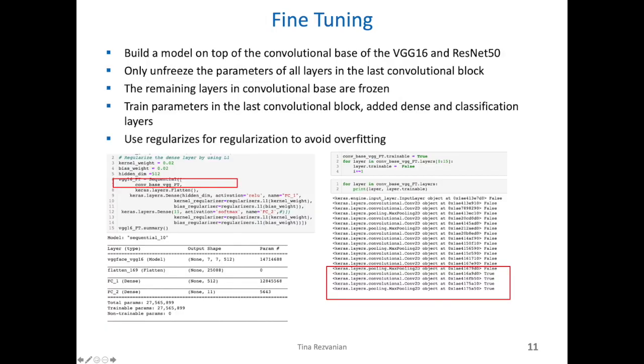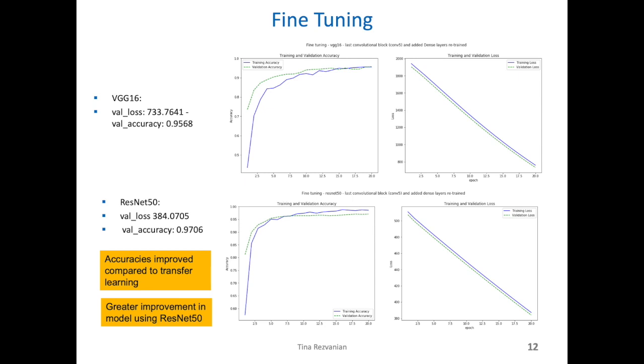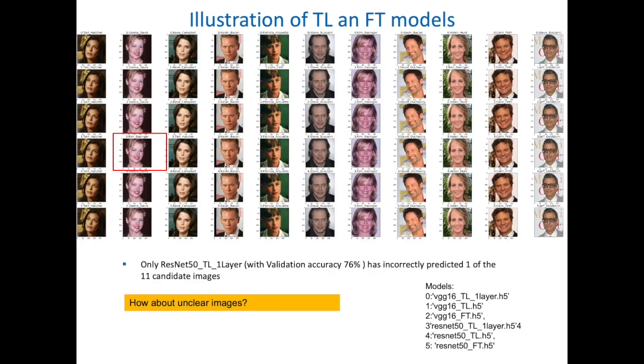In fine-tuning, again, I'm building a model using the convolutional base of VGG16 and ResNet50, and I only unfreeze the parameters of all layers in the last convolutional base, and I retrained them with the added dense layer and classifier layer. The results show that both models' accuracy improved with fine-tuning, with ResNet having greater improvement.